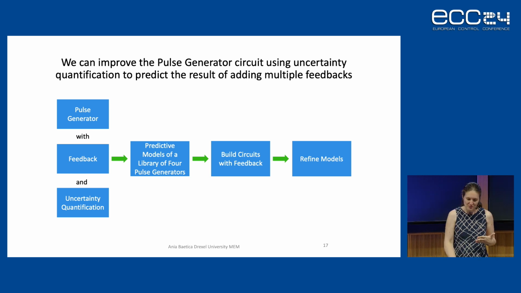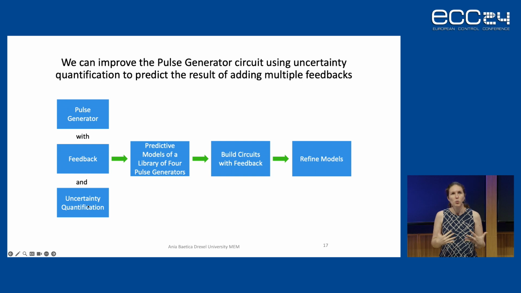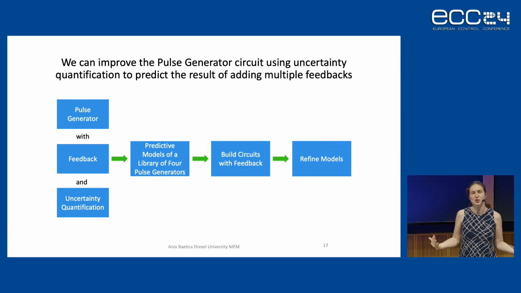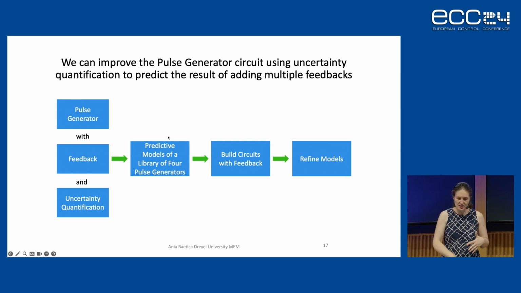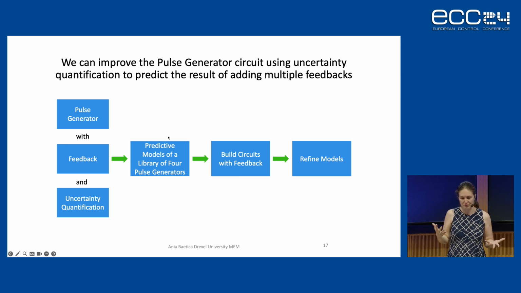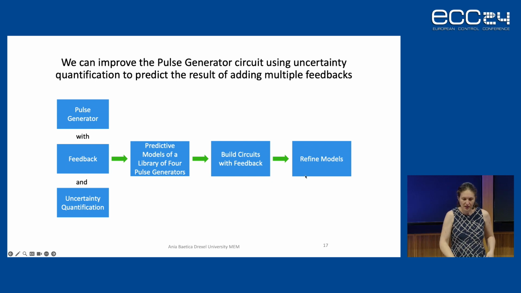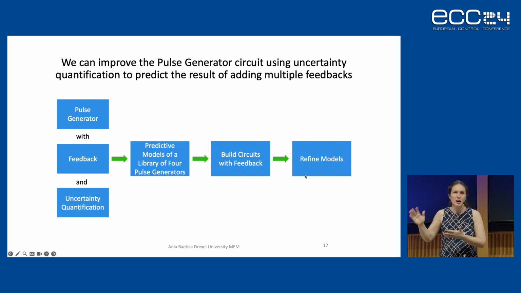So that's what we did. So here we have our pulse generator, and we're adding feedbacks on top of it. And we're keeping track of uncertainty quantification because we don't have perfect models of this pulse generator. And this allows us to make a prediction of what would happen if we added feedback to it, build those circuits experimentally, and then refine our models based on what we actually measure and see in the data. So it's a back and forth with our experimental collaborators.